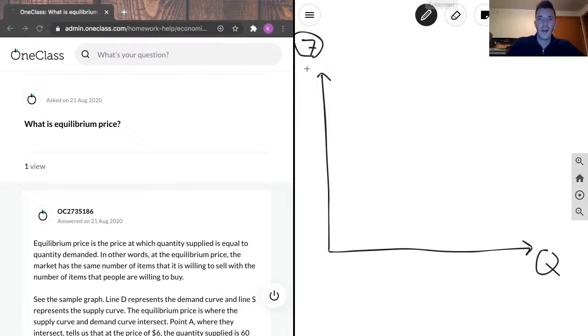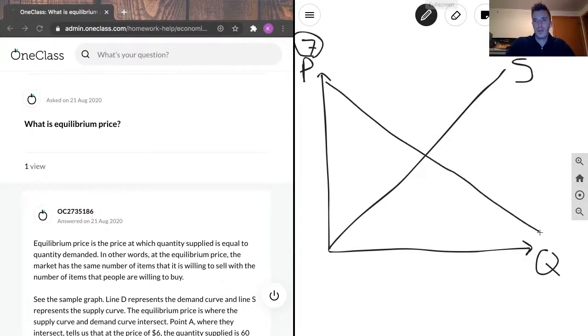So kind of the standard economics graph is we've got quantity on the x-axis and price on the y-axis. And we're going to graph our supply, which slopes upwards, and our demand, which slopes downwards. And the point at which they cross is what we're going to call our equilibrium price. We would draw the corresponding point on the x-axis, denote it Q star. And similarly for the y-axis, we would call this P star.